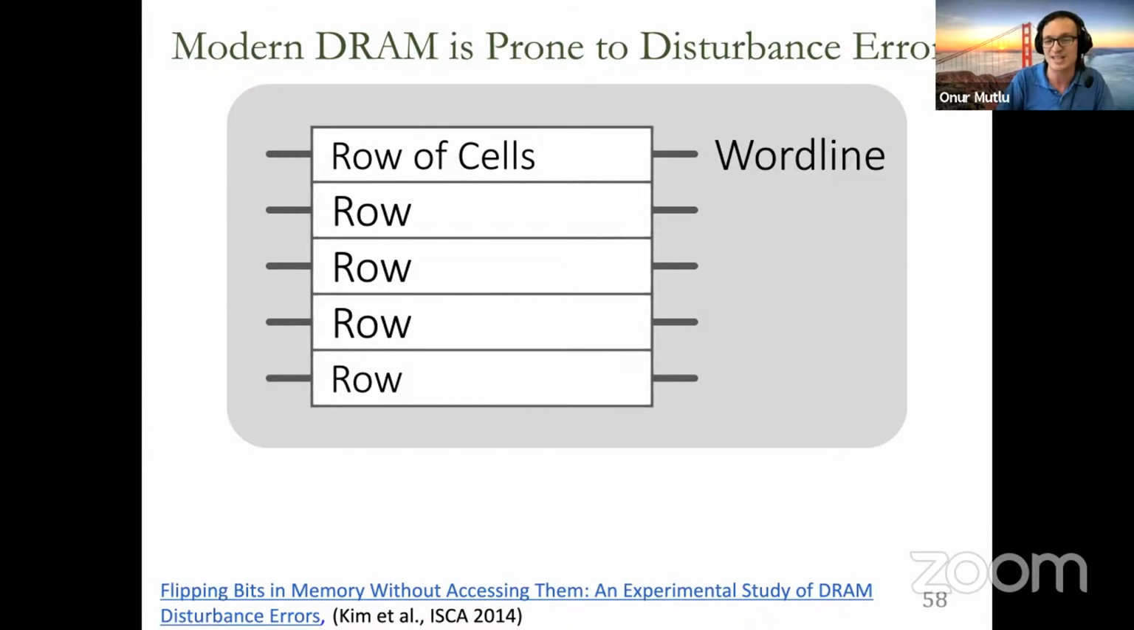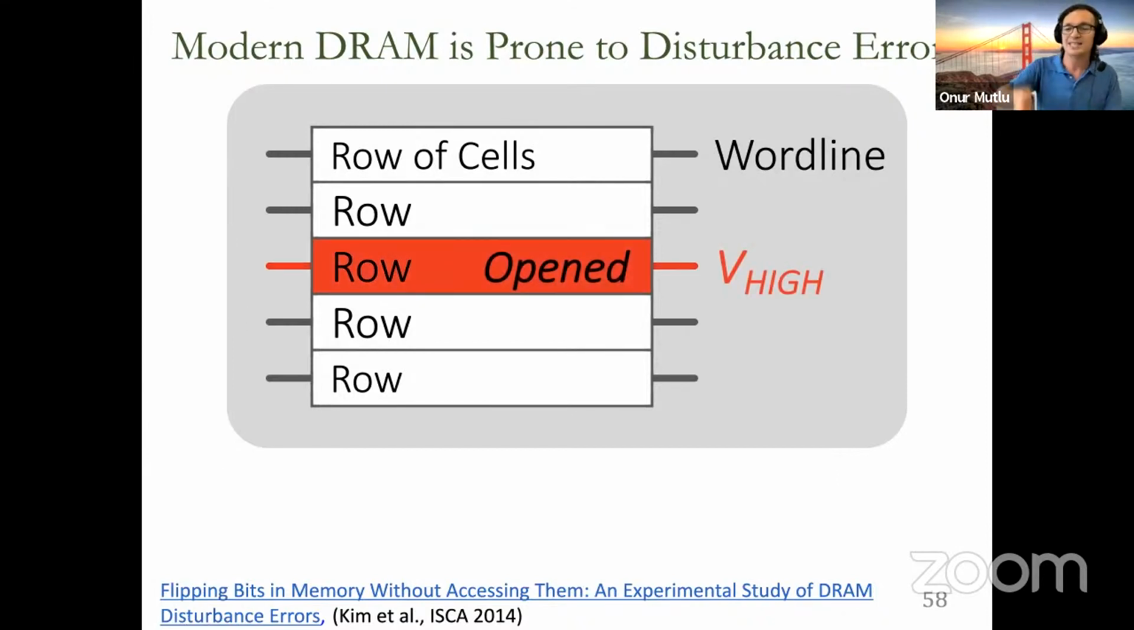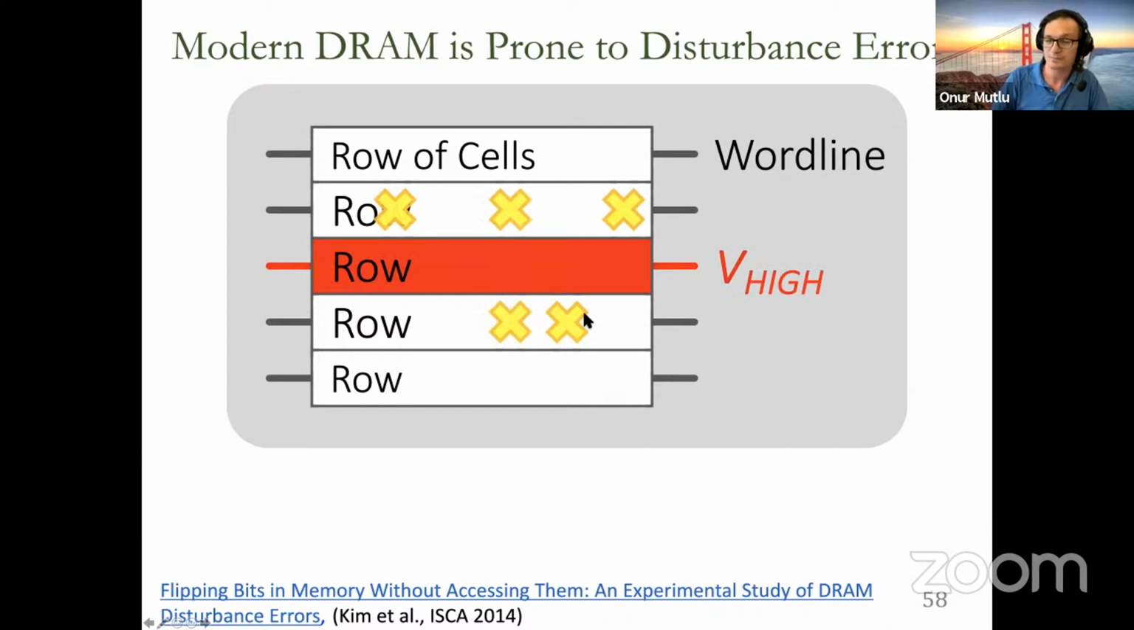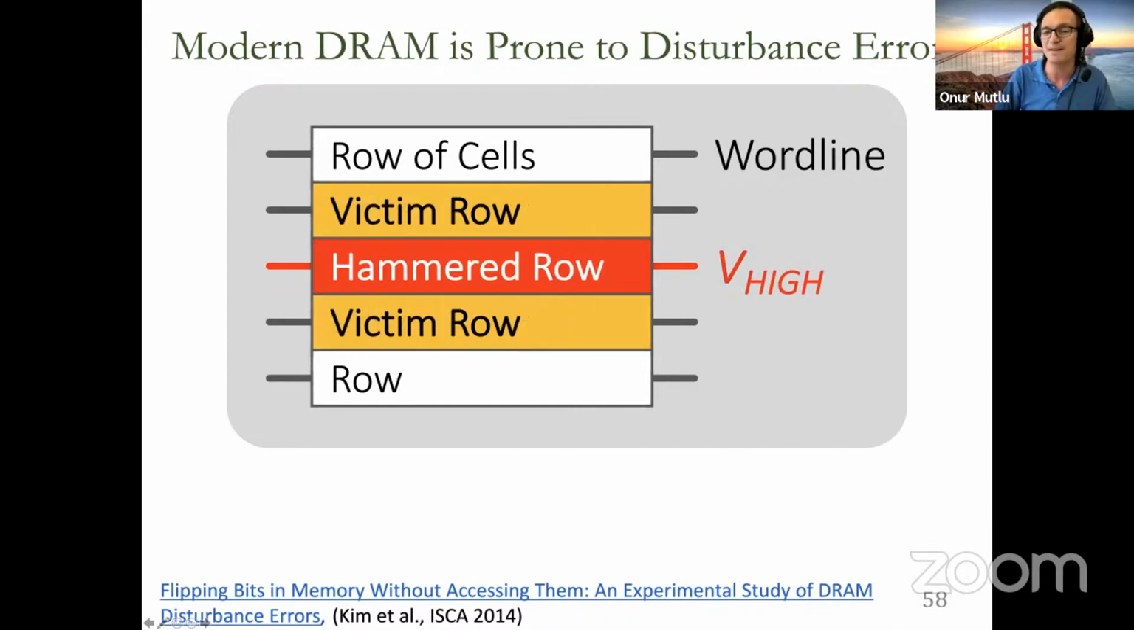Let's remember what this is. Basically, if you keep activating and pre-charging, meaning applying high voltage and low voltage, to a single row in DRAM, you can get bit flips in adjacent rows. That's the idea. Clearly, this is not supposed to happen because you're changing these victim rows, and the victim rows may belong to different processes, different page table entries.